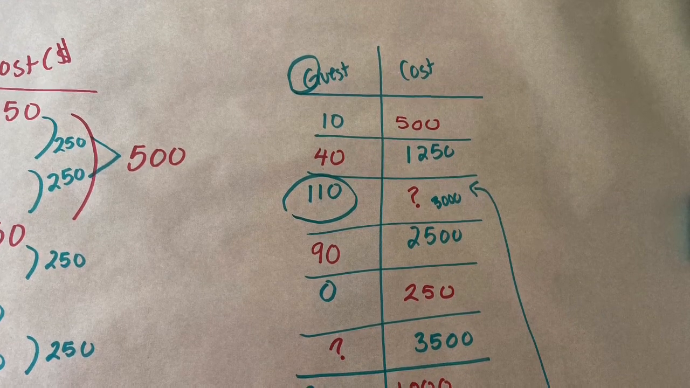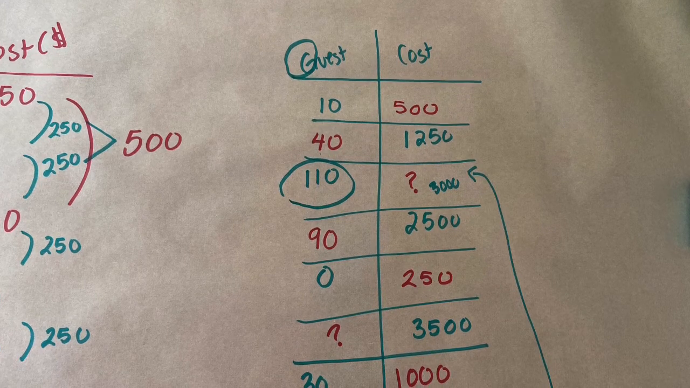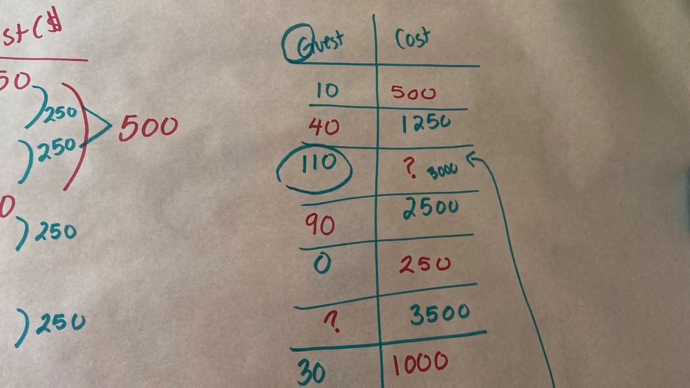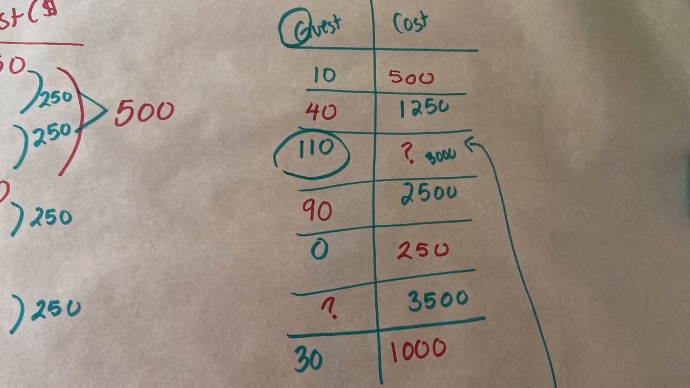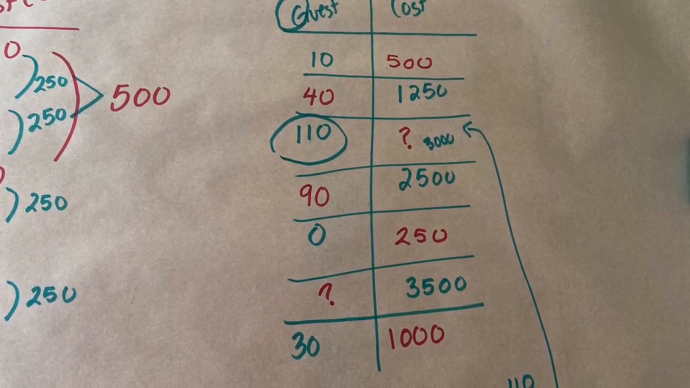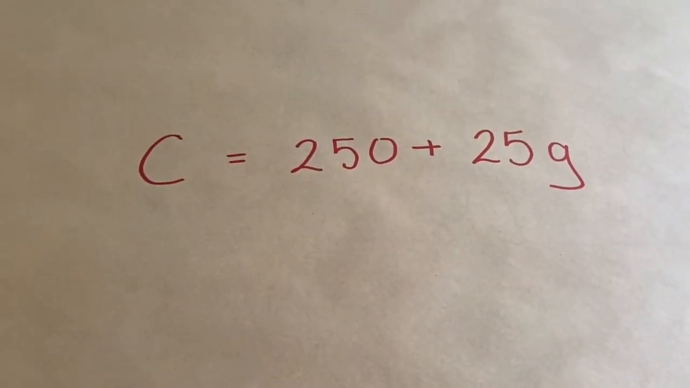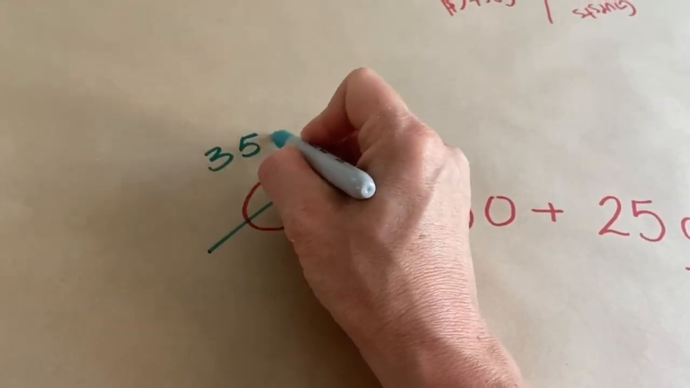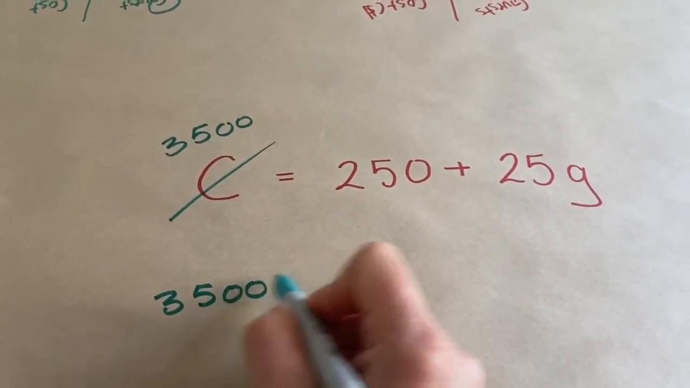And now we're going to use our equation to help us find that last entry in the table of values, the entry where I know that the cost is 3,500. That means the C is 3,500. And this is where we're going to have to use what we learned in assignment 3 to help us do it. So if I know that the cost is $3,500, I'm going to cross off the C, and I know that the C is $3,500.